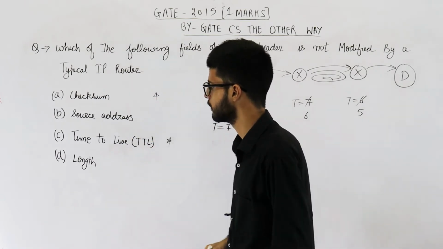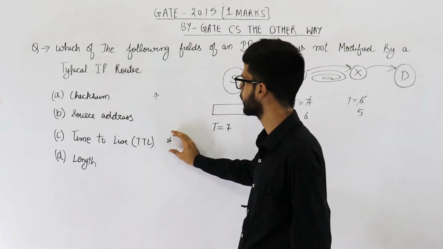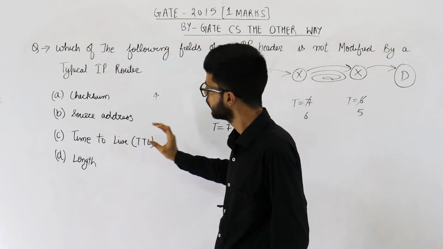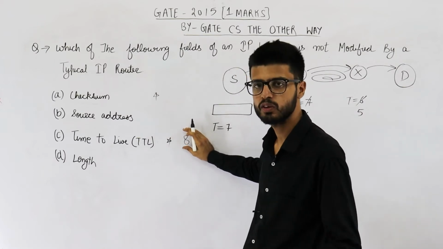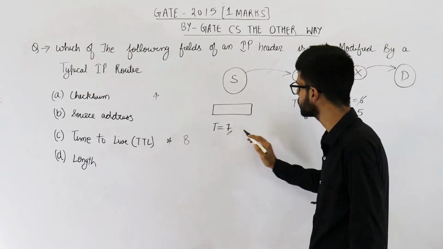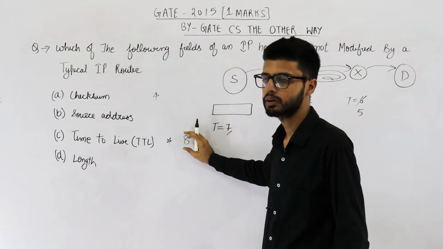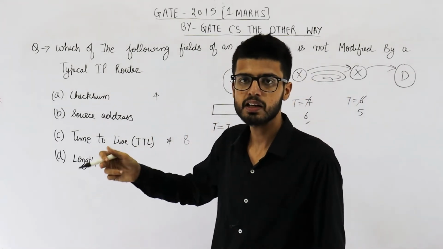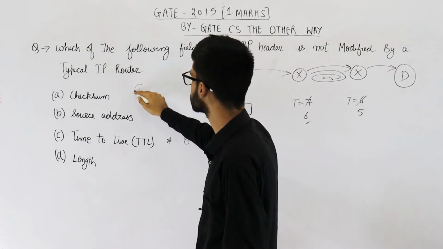Let's talk about option D. Will length change? See, if I update this field TTL, checksum will change, but it will not have any effect on length. This field is of 8 bits. Whatever is the value stored, it will be in 8 bits only. That means if I change the value of TTL from 7 to 6, the length of this field will be 8 bits only. Okay, even if some router makes that value of TTL equal to 1, still that 1 will be saved in 8 bits.